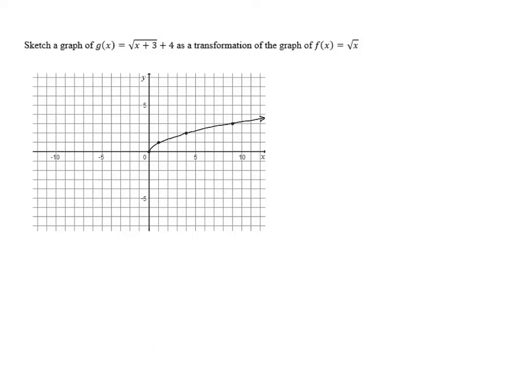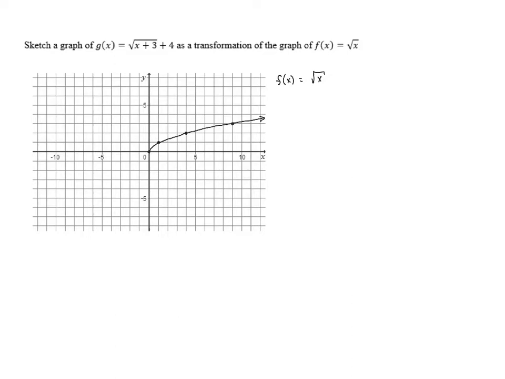Sketch a graph of g of x equals the square root of x plus 3 plus 4 as a transformation of the graph of f of x equals the square root of x. Again, we're going to start off with f of x equals the square root of x, and we need to look at what transformations we need to do to the equation to turn it into our g of x equals the square root of x plus 3 plus 4.